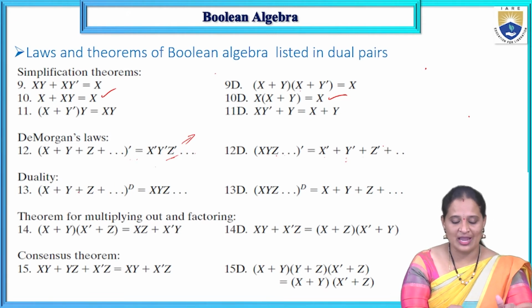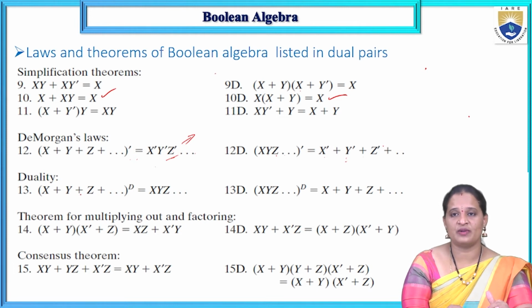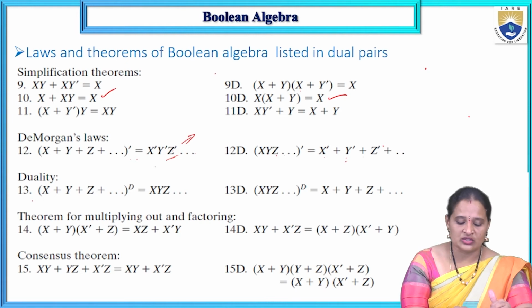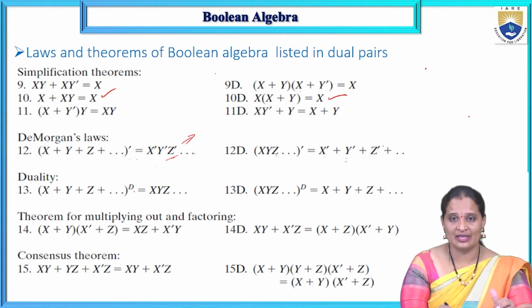Next, coming to duality, this is one more theorem of Boolean algebra, which also plays a very important role. So x plus y plus z and so on, taking the dual, will give you x into y into z.